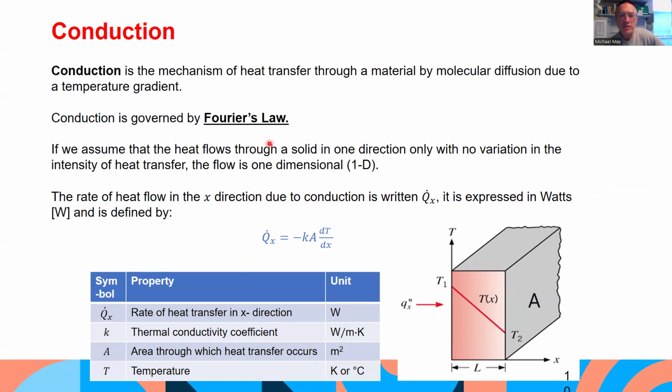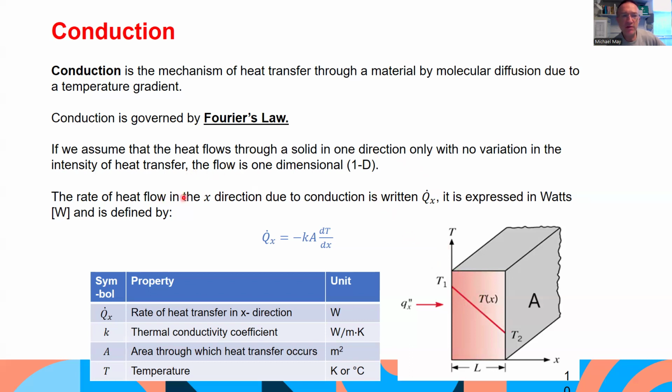So conduction is governed by Fourier's law. It's the mechanism, another definition here, of heat transfer through a material by molecular diffusion due to a temperature gradient. A different way of expressing the same thing. If we assume that the heat flows through a solid in one direction only, with no variation in intensity of heat transfer, the flow is one-dimensional. So this is a simplification assumption that we make for this level of heat transfer. It's one direction and it's one-dimensional. It's moving in one direction and at the same intensity.